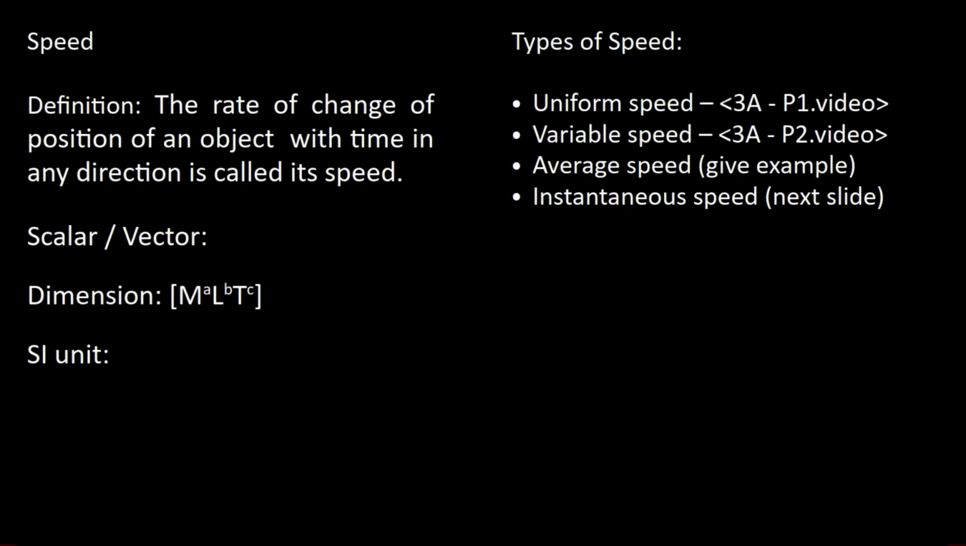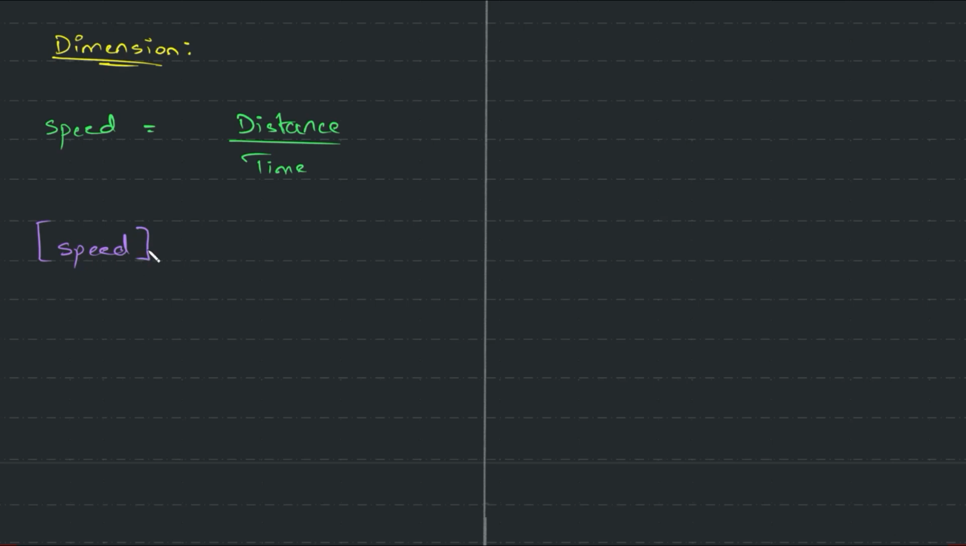Next thing is dimension. My request is always to write in an organized manner. So we have dimension calculation. Now for that, we have speed. Speed is equal to distance by time. That's the first thing that we need to make a note of. Then the dimension of speed is equal to the dimension of distance by time.